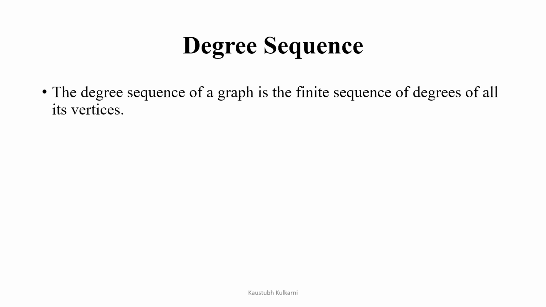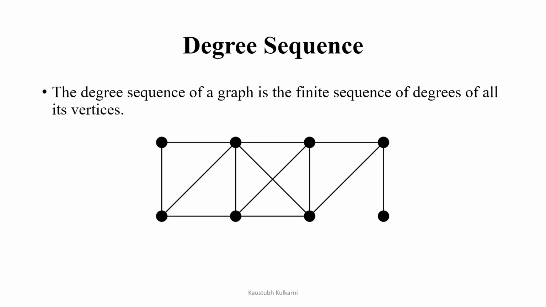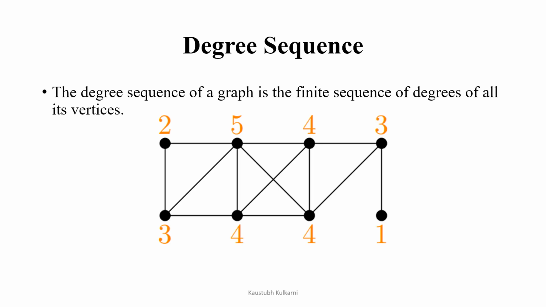Now, what is a degree sequence? The degree sequence of a graph is the finite sequence of degrees of all its vertices. So, let's say you have a graph. You find the degrees of all the vertices and then you write them as a sequence. So, that gives you a degree sequence of a graph.